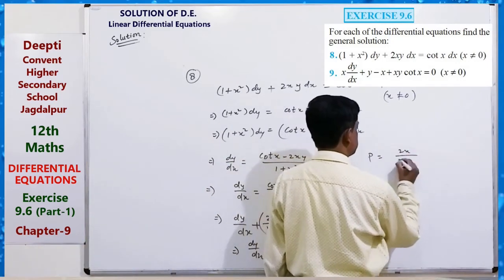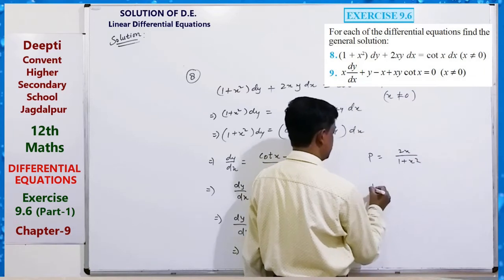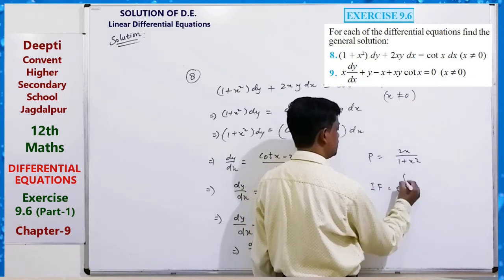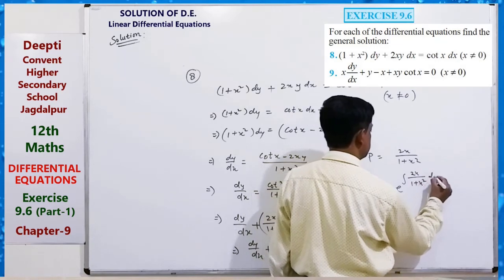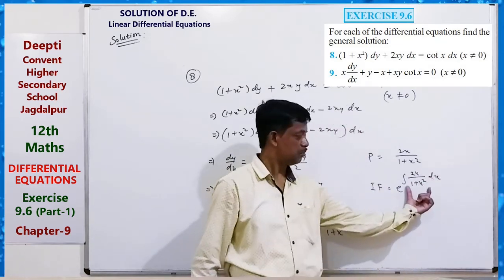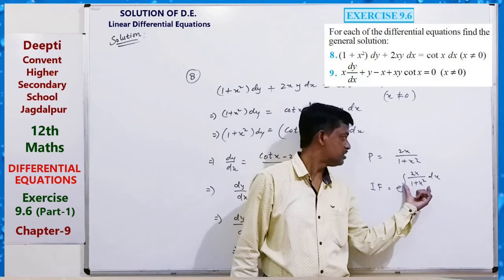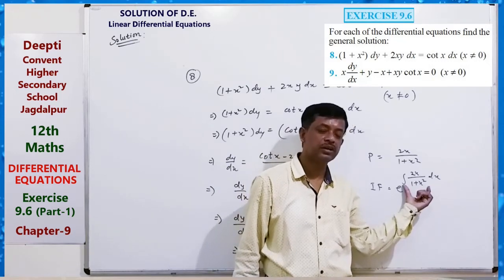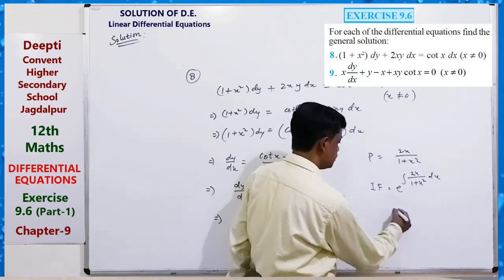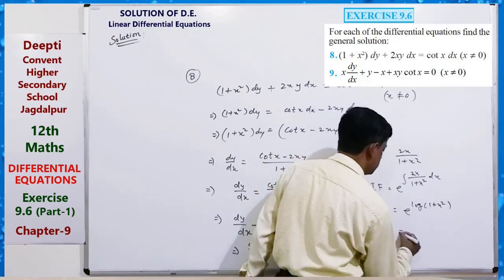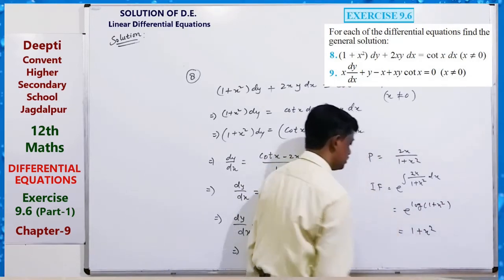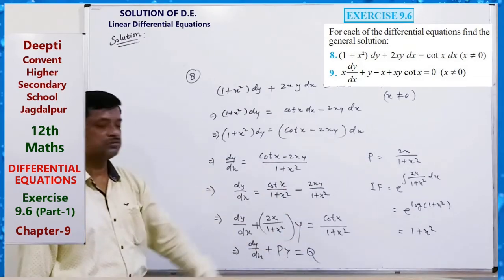P is 2x upon 1 plus x square. So the integrating factor is e to the power integration of 2x upon 1 plus x square dx. If we put 1 plus x square equal to t, then 2x dx will be dt. So dt by t gives log t, that is log of 1 plus x square. So e to the power log 1 plus x square equals 1 plus x square. The integrating factor equals 1 plus x square.